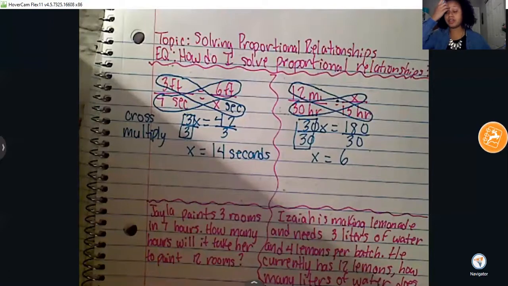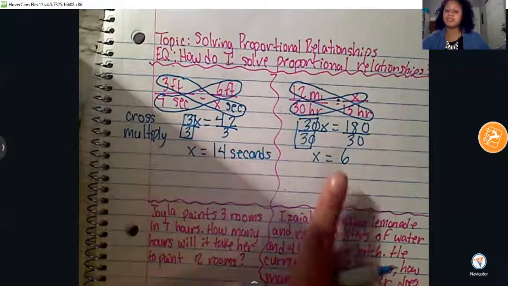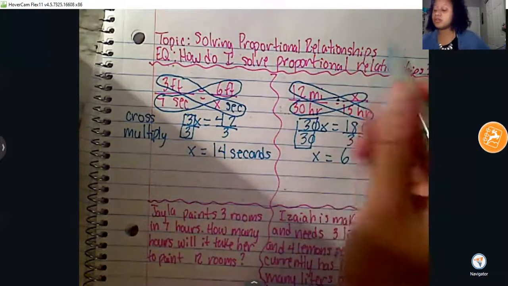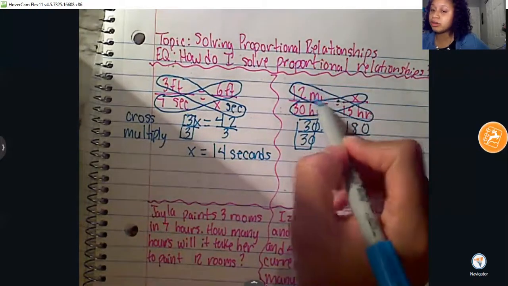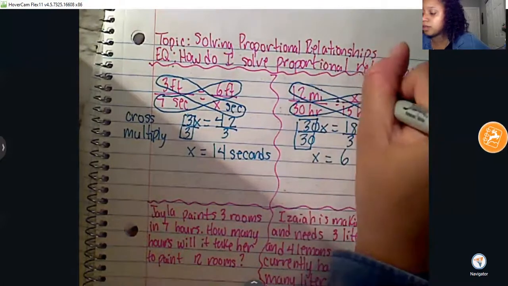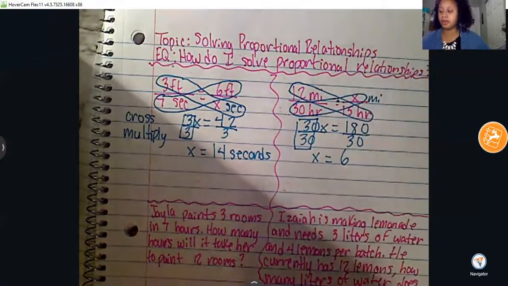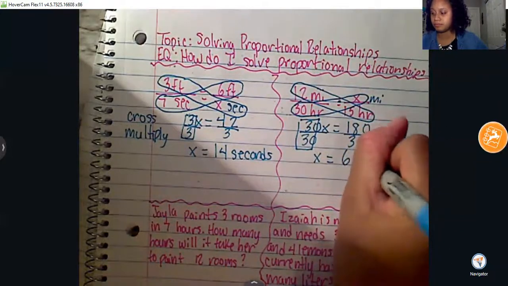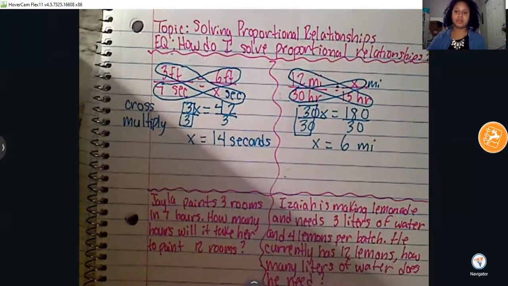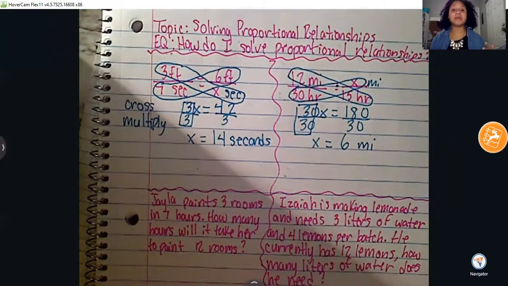You have the answer x equals 6, but you are not done because this needs a unit. If we were talking about miles in the numerator on the left side, then we should also be looking for the miles in the numerator on the right side. So our answer should be 6 miles for 15 hours. All right, so that's how you solve a proportion when the proportion is already set up for you.